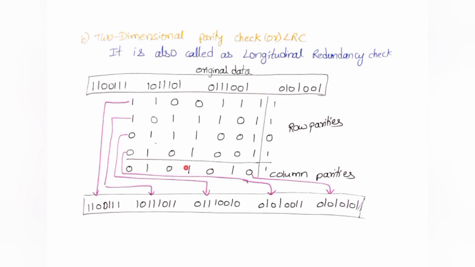So last one, 1 1. So we have 3 ones here. So we need to add one bit to make it even parity, right? So horizontally we have performed the parities. We have found the parities. So now vertically we will perform the parity check.